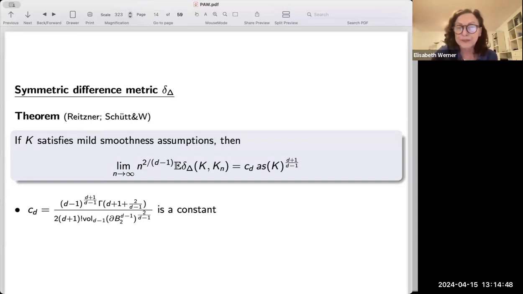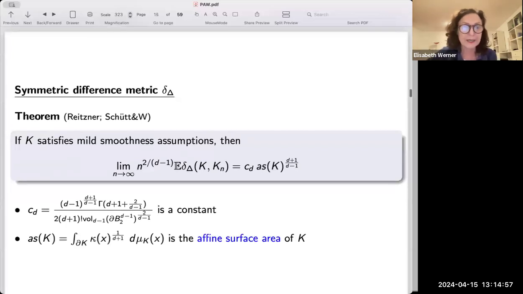And also, this other quantity that comes in, the affine surface area of K, shows the dependence on the body. Namely, it comes in the form of the affine surface area, which is the integral over the boundary of K of the Gauss-Kronecker curvature kappa raised to the power 1 over d plus 1. And we integrate with respect to the surface area measure, which I'll denote by mu K. So this is the affine surface area. This gives us the dependence on the body.